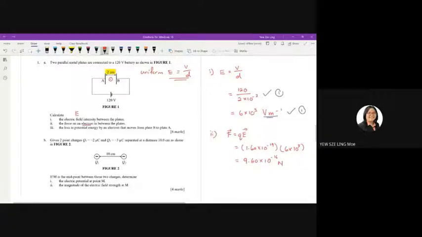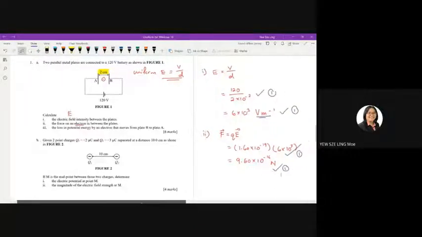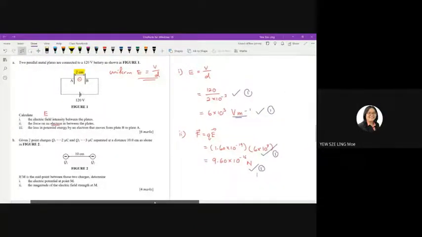Once again, if you got the substitution correct, you score 1 mark, and if you got the final answer with the correct unit, you score another mark. That is how we mark it. So question 1 is 2 marks, question 2 is 2 marks. Now, question number 3.